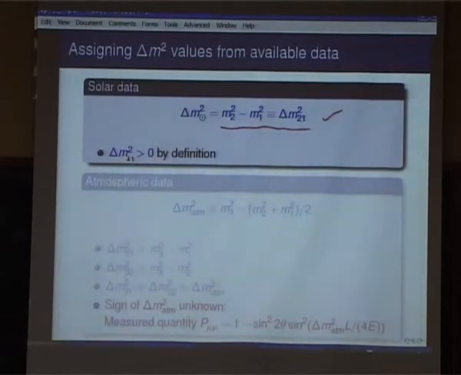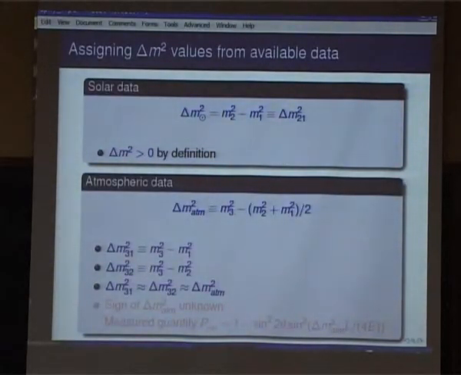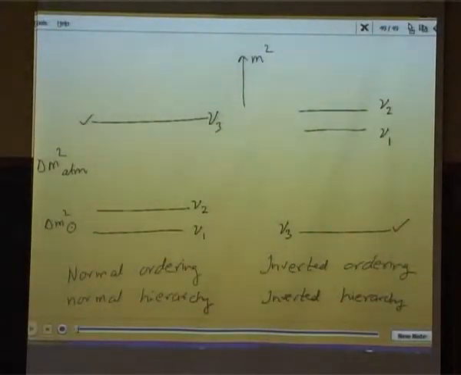Now let's go to atmosphere. Delta M squared for atmospheric is defined in many ways. One good definition is M3 square minus the average of M1 square and M2 square. But now you see that M2 square and M1 square are almost close together. This difference is about 30 times as much as that. So I can say that this delta M square is almost equal to M3 square minus M2 square, or almost equal to M3 square minus M1 square.